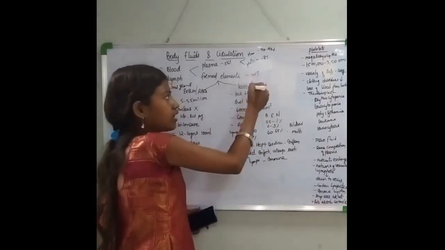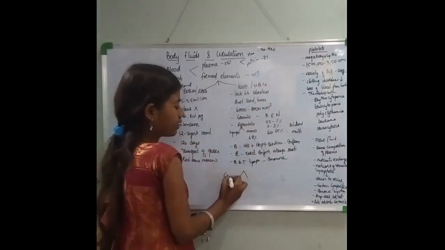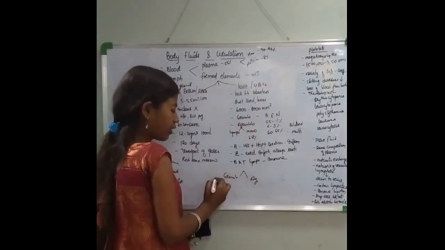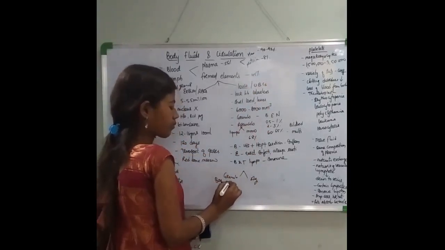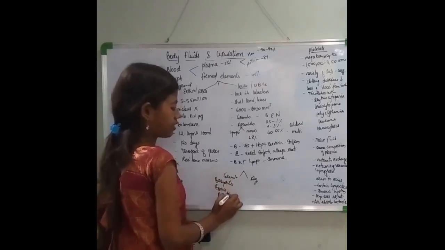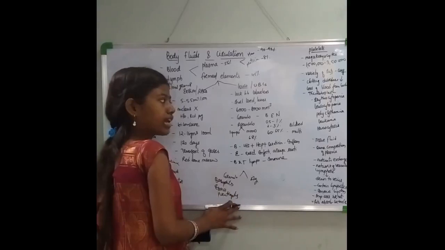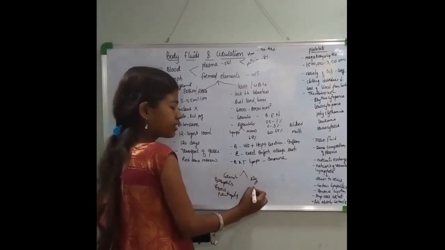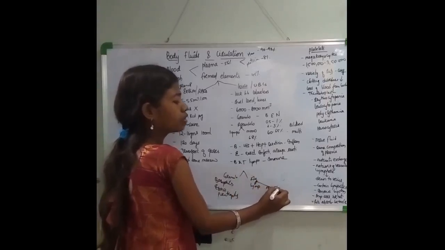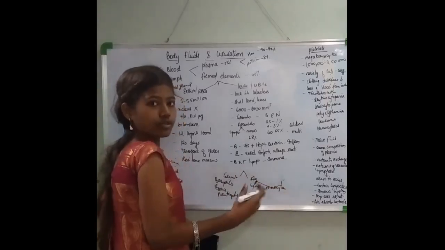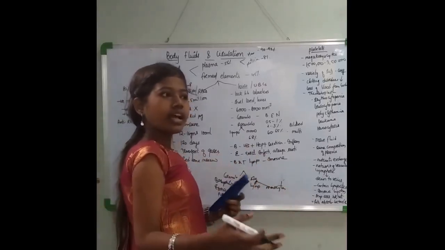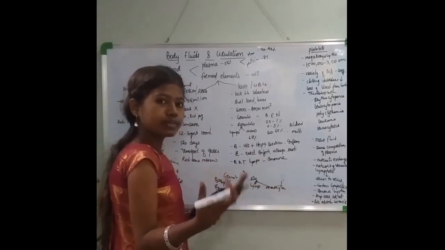These leukocytes are divided into granulocytes and agranulocytes. Among the granulocytes, you have basophils, eosinophils, and neutrophils. Among the agranulocytes, you have lymphocytes and monocytes. Both of them perform the function of macrophages, meaning they kill various kinds of microorganisms and destroy foreign material, if any.